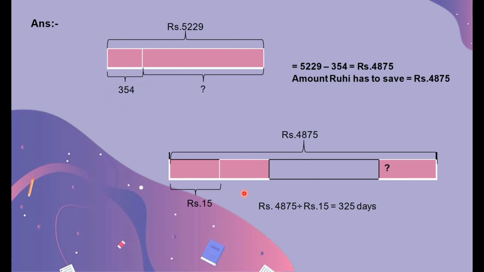So now what you have to do is divide rupees 4,875 by 15. So you will get the number of days, that is 325, she needs to save the total amount. So Ruhi will take 325 days to save a total of rupees 5,229. So in this way you will get the solution.